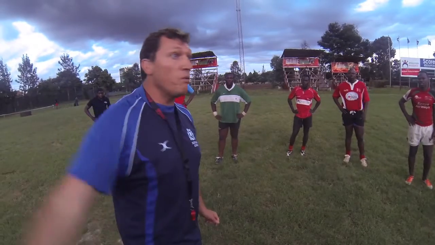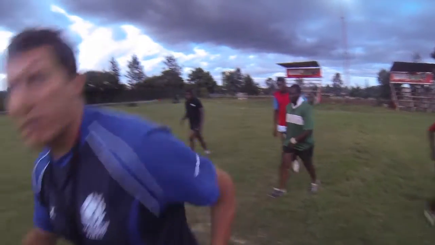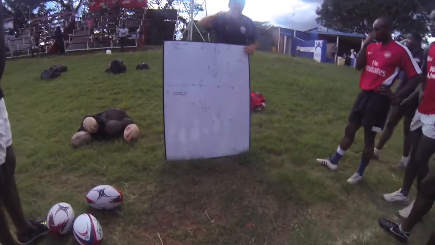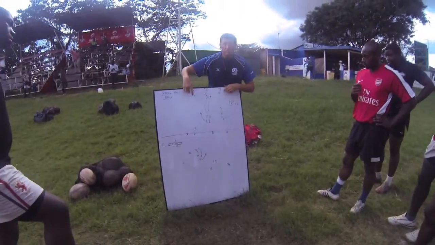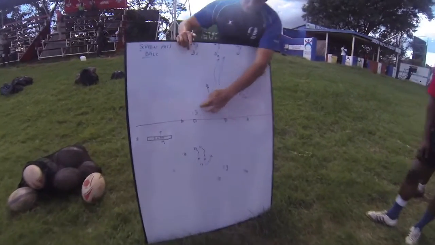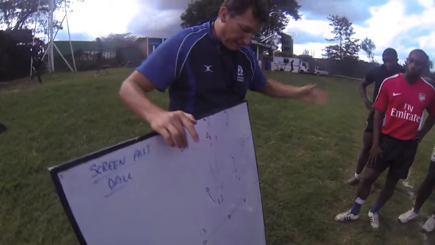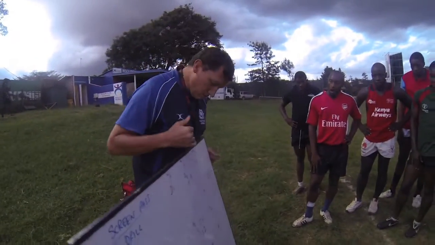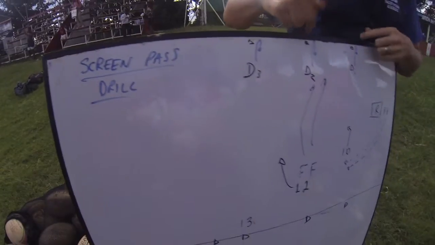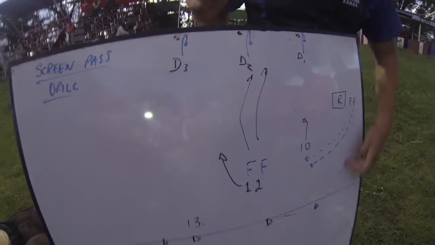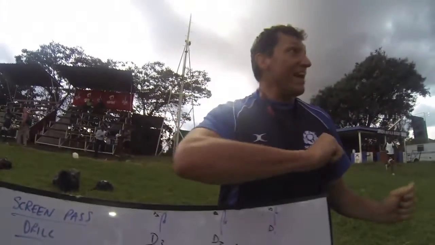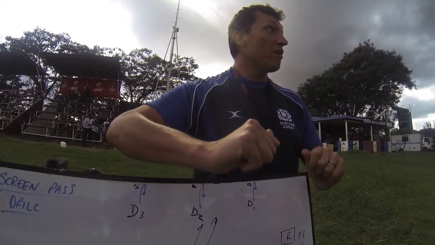All right, let's jog up to the board up there and we'll just have a look at how we'll put this in our game. Our ruck is going to be over here. I want defenders on the blue cones, a 10, 12 and 13 on the green cones out there. When I blow my whistle, I want defenders to work back to the cone, and as soon as they work back, two forwards run around and get in front of 12. You guys are going to act as the screen, two of you, all right?